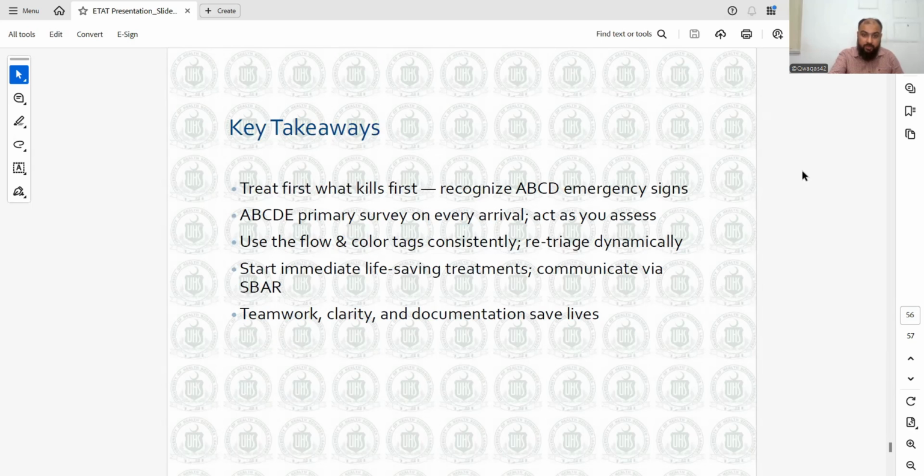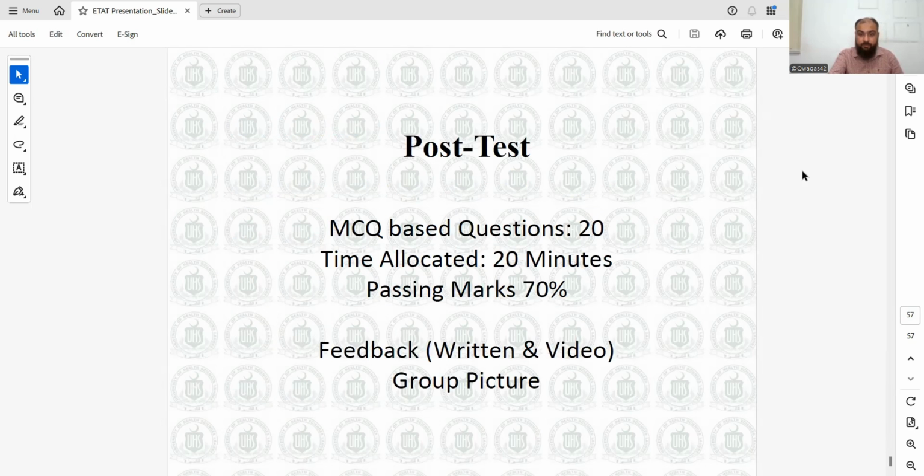Treat first what kills first. Recognize ABCD emergency signs, ABCD primary survey on every arrival. Act as you assess, use the flow or color tags consistently, triage dynamically, start immediate life-saving treatment, communicate via SBAR. Teamwork, clarity, documentation save lives. Thank you.